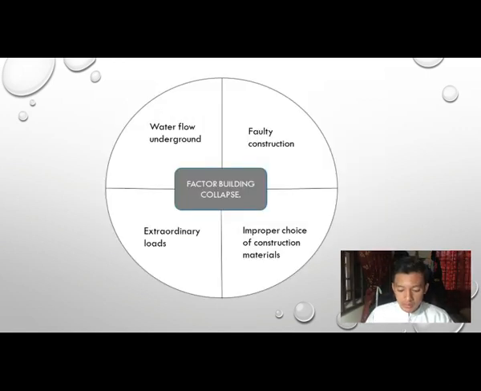Okay, the next slide is about factors that can make building collapse. Number one is water flow underground. Maybe there is underground drainage that causes underground erosion. The next one is faulty construction. The third one is about extraordinary loads. That means maybe the load accommodated by the building exceeds the maximum limit that the building can accommodate, causing the building to collapse. So the last one is improper choice of construction materials.